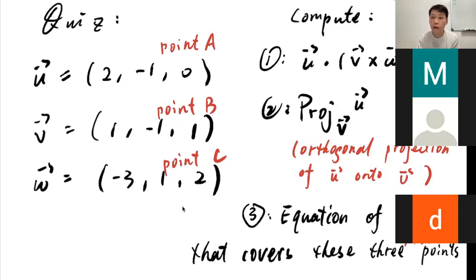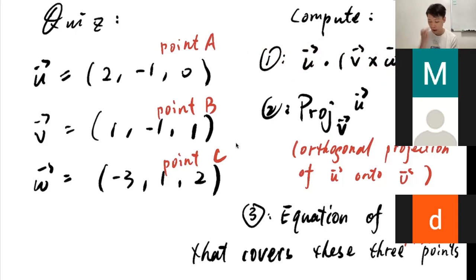For the first problem, should we do the dot product first and then the cross product, or should we do the cross product first and then the dot product? So for the first one, yes. The order is to do the cross product first and then do the dot product. Okay, thank you. That's what I was doing.